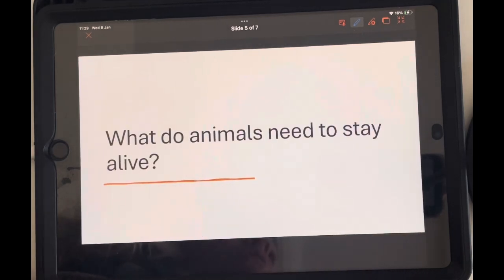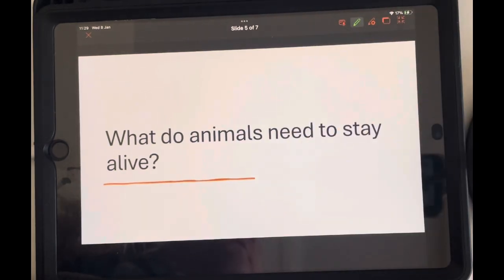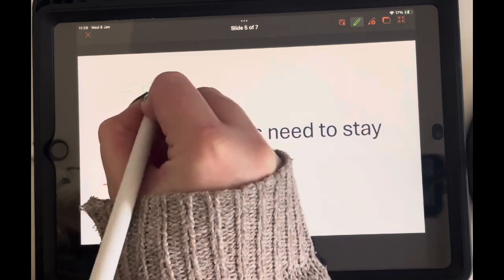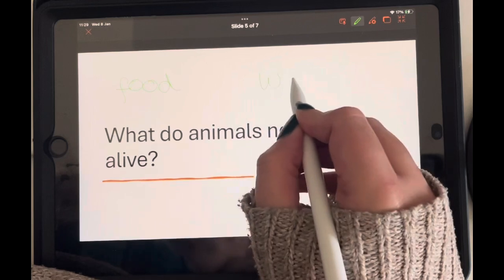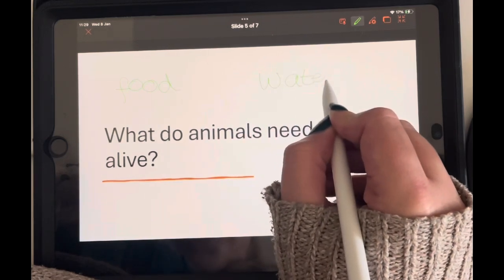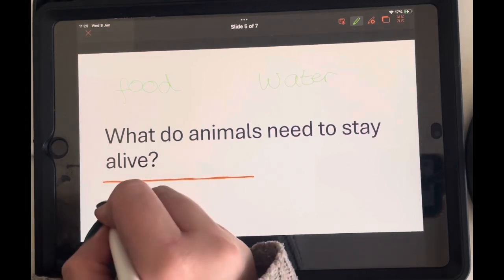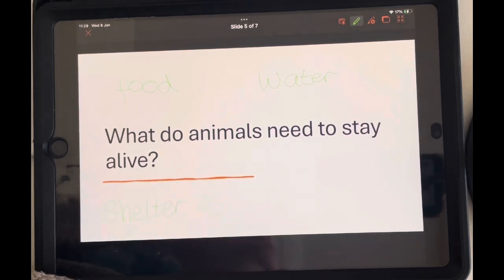And similarly, what do animals need to stay alive? Have you got any thoughts? Have a think about that. Some things that animals need is food, just like us, they need food. Water. Shelter.